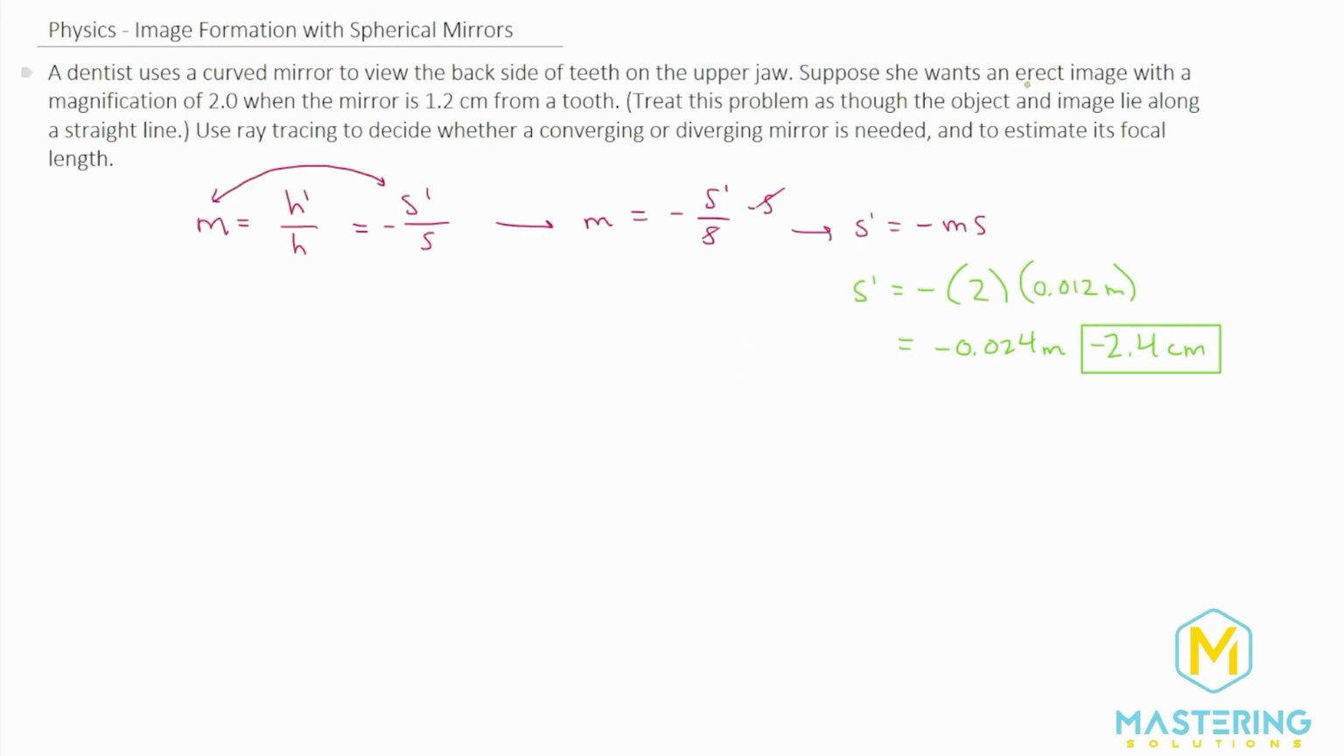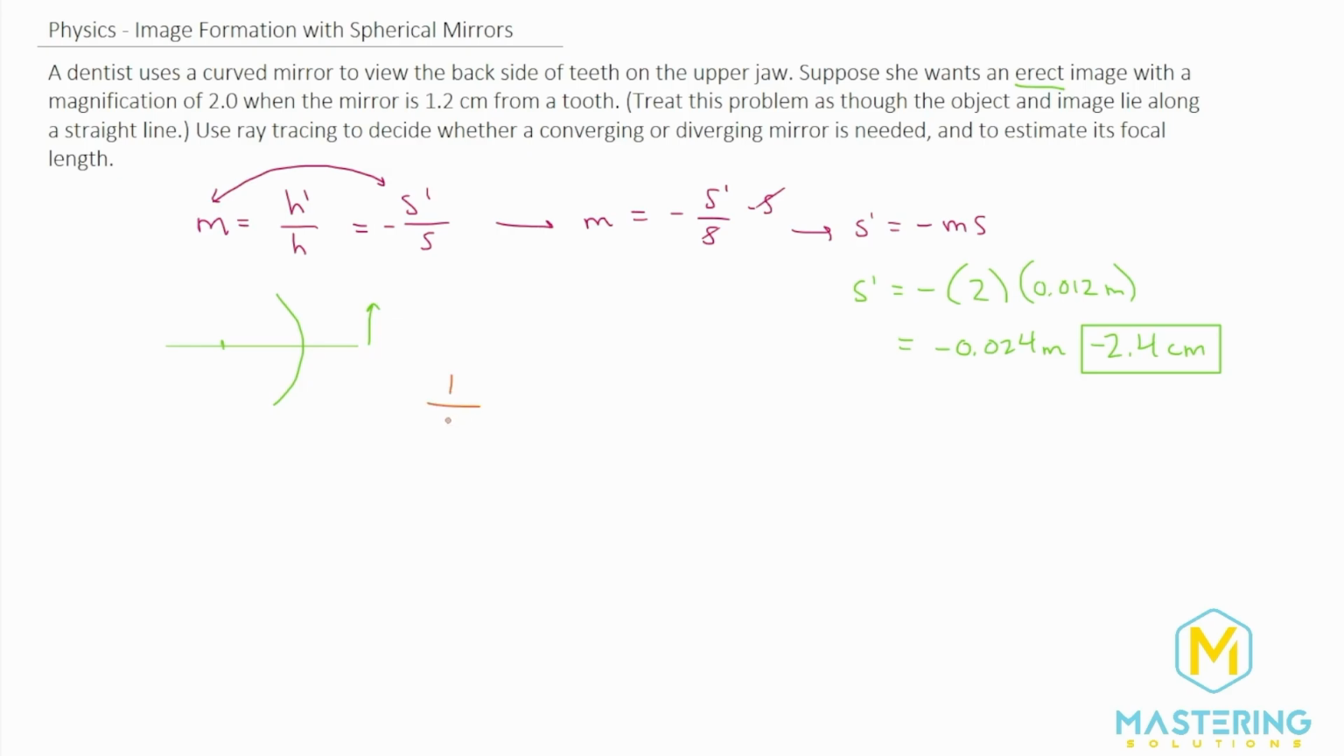Since we want it to be an erect image, what this negative tells us is it's going to be a virtual image. With mirrors, we can assume that this is likely going to be a concave or converging mirror, because with a converging mirror, to have a virtual image, we want it on the opposite side of the mirror, with the negative, and the image is likely going to be inside of the focal point. Now the next step, we're going to use the thin lens equation.